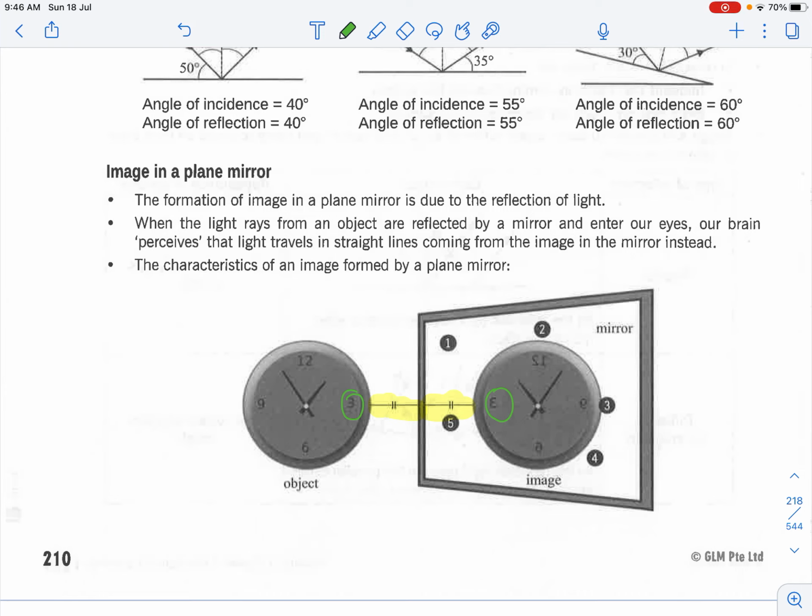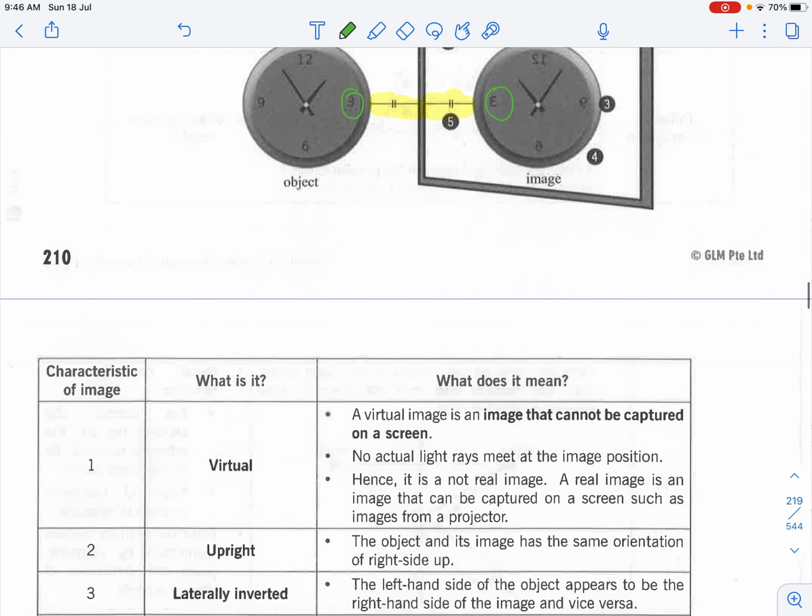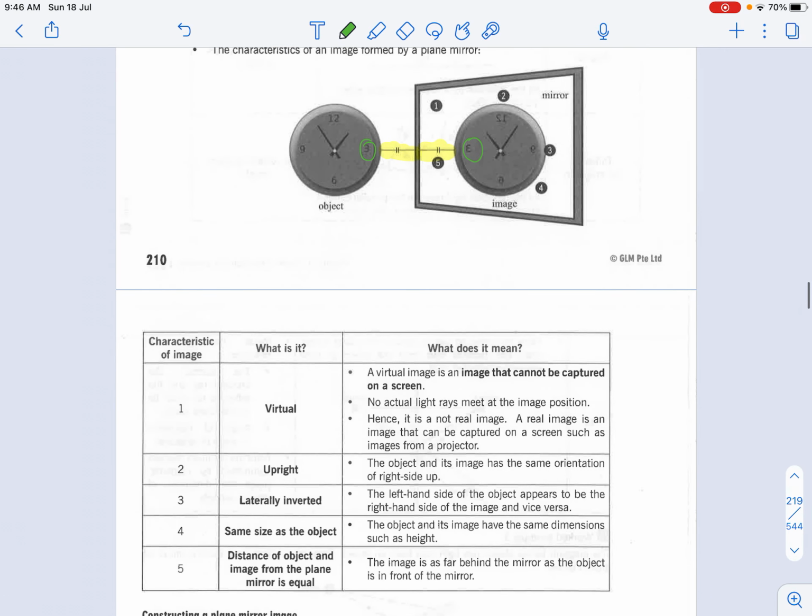Another thing to note about the image is that it is virtual. So we can see the different numbers correspond to the characteristics of the image, where virtual means the image cannot be captured on a screen. It is upright, laterally inverted, the same size as the object, and of course the same distance. This one, please memorize for the exam. And you might be asked to explain what it actually means.